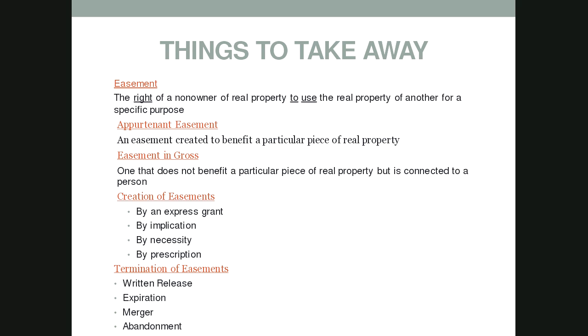All right. So this go around, we just talked about easements, the two kinds of easement, appurtenant and in gross, and how they are created and terminated. Stay tuned for more, chapter 5.